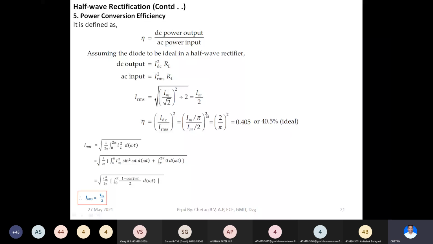0.405. In terms of percentage, you multiply this by 100 and you will get 40.5%. In the bracket it is written as ideal because we have assumed that the diode used here is an ideal diode. Therefore, 40% is your power conversion efficiency. Out of 100% available input AC power, we have converted only 40% of AC power to DC. That is the meaning of this.